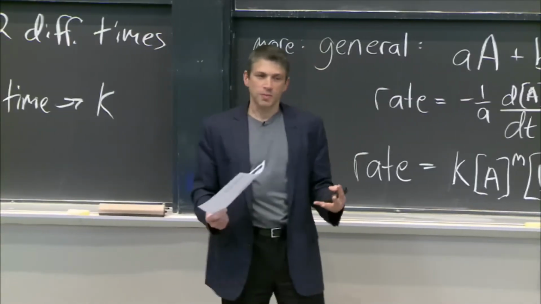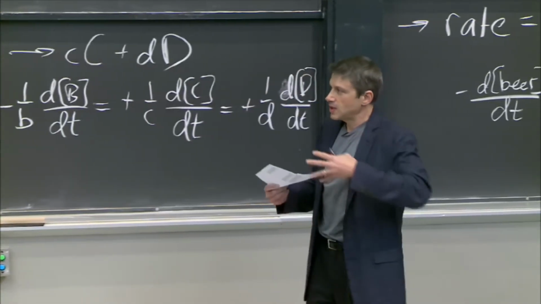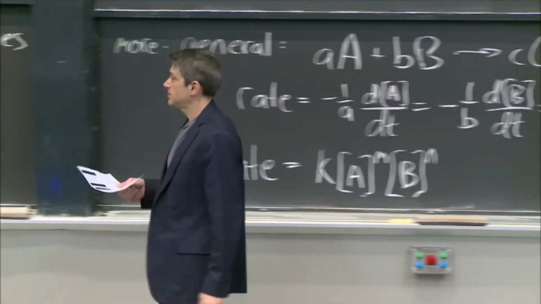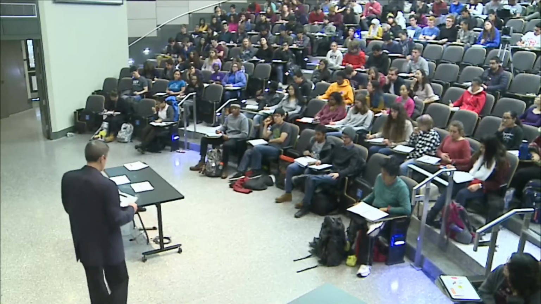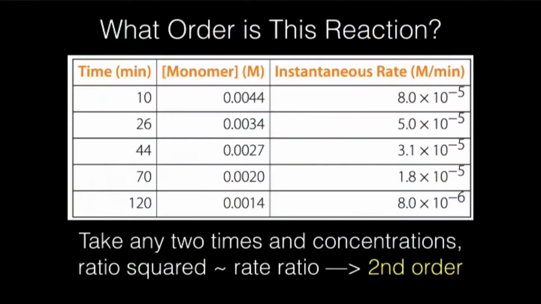So we want to be comfortable with reactions, with rates, going back and forth between order, rate law, integrated rate law, plots. So if I had data that looked like this, I could do the same. Here's another reaction. I can say, what order is it? Well, I'm not going to do it. I'll just say, you take any two times in concentrations, and the ratio squared gives you the ratio of the rates. That means it must be a second order reaction.